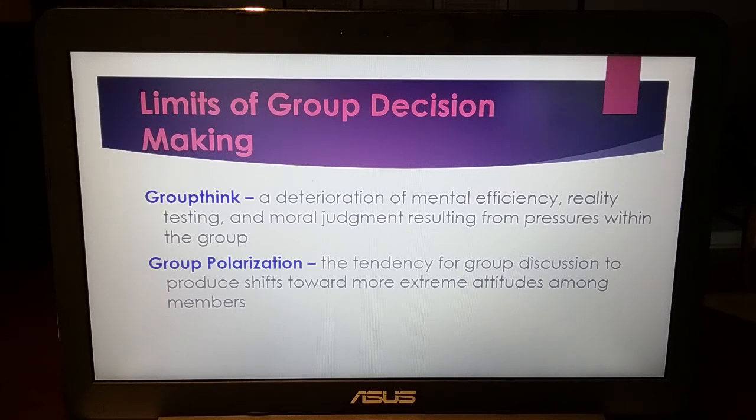Okay, there's also the tendency for group discussion to produce shifts towards more extreme attitudes. We talked about one dominant personality in the previous slide, the negative part of it. One dominant personality or a group of people can polarize the group, and that can be detrimental as well.